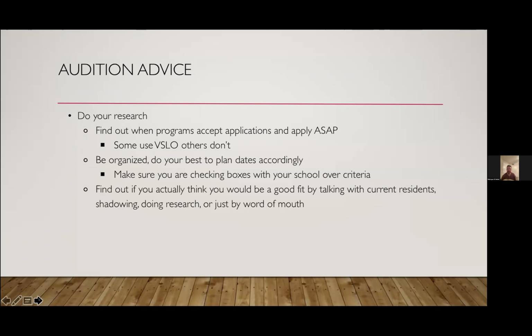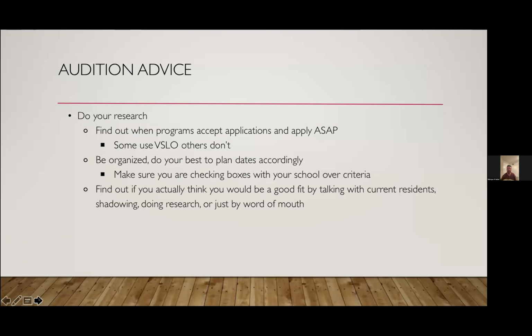Try to be organized, getting your dates planned out accordingly, and making sure you're checking boxes with your individual schools. Some med schools only let you do 3 auditions or only let you do 4. So make sure you know what your school is allowing you to do, because at the end of the day, you still have to graduate from medical school. So make sure you're getting all your core curriculum stuff down.